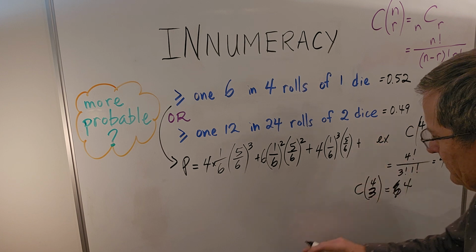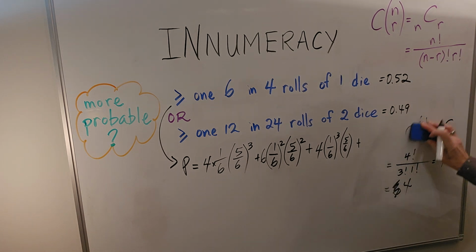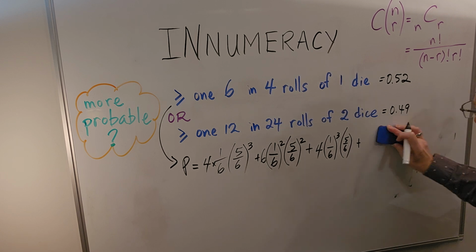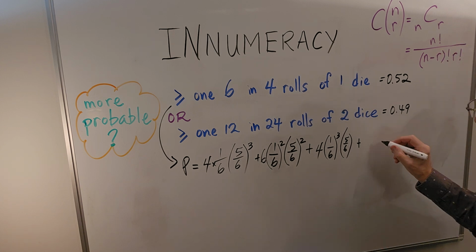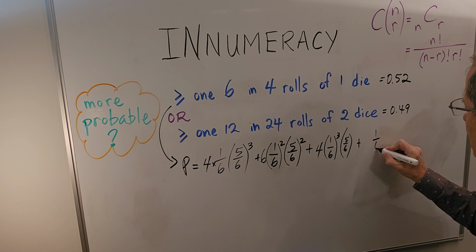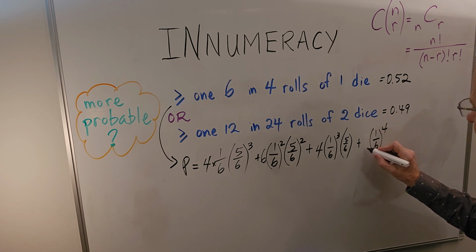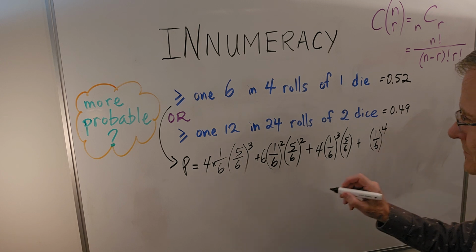And finally, if we calculate the odds of getting, or the number of ways you can get 4 sixes, it's 1 over 6 to the 4. The coefficient is 1, and that's 5 over 6 to the 0, so that's also 1.